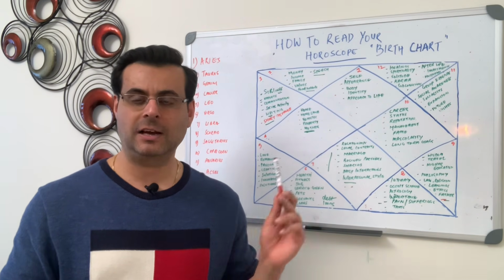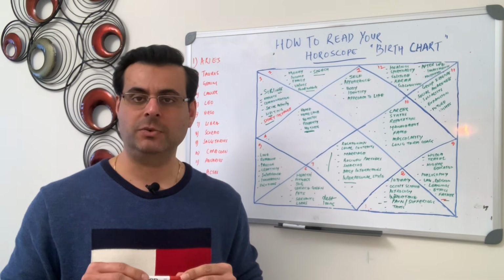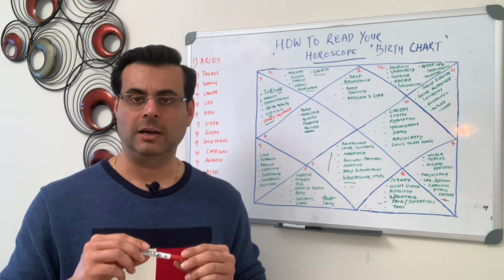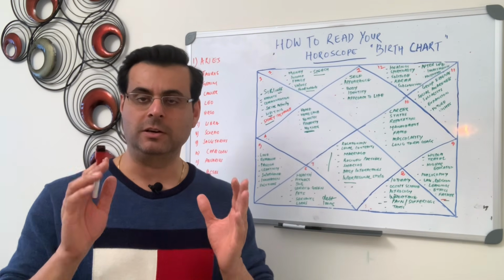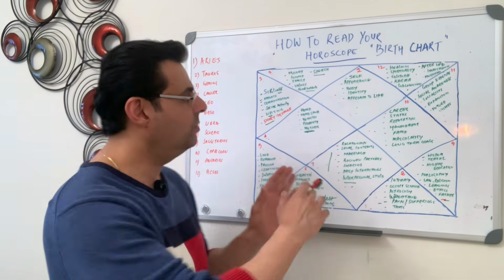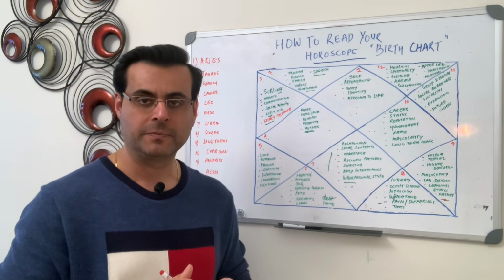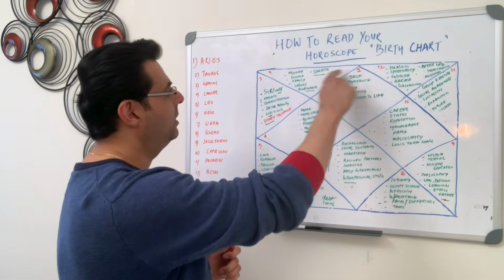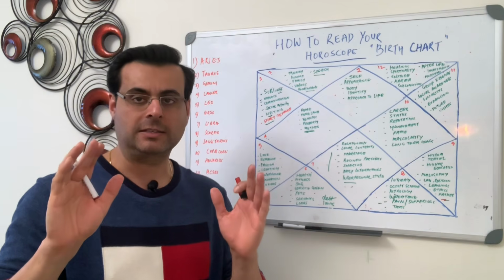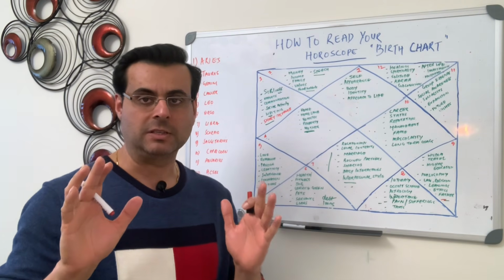Before I start explaining the different house systems, I would like to explain in brief, especially to my audience who are very beginners in astrology, that when you draw a chart using a software, you never see 1, 2, 3, 4, 5, 6 as house numbers written on top. So I want to explain this once again.